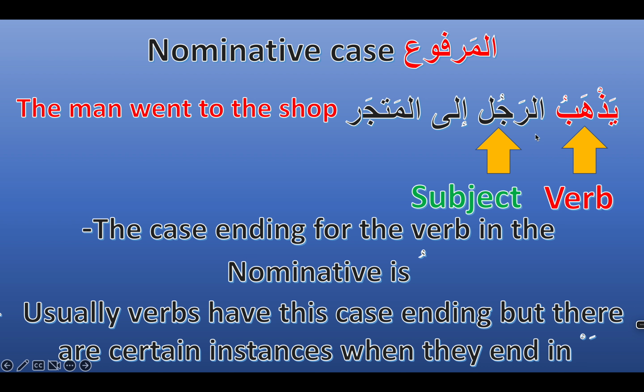An example of a nominative sentence would be يذهب الرجل إلى المتجر. Now notice that we actually have the verb at the start, as Arabic is a verb, subject, object language, as opposed to English, which is a subject, verb, object language. So in Arabic, the verb always goes at the start. As I mentioned before, the case ending for the verb in the nominative is damma, and usually verbs are in this case, but there are certain instances when they end in a fatha or a sukun, depending on the case, but we'll see these in another video.